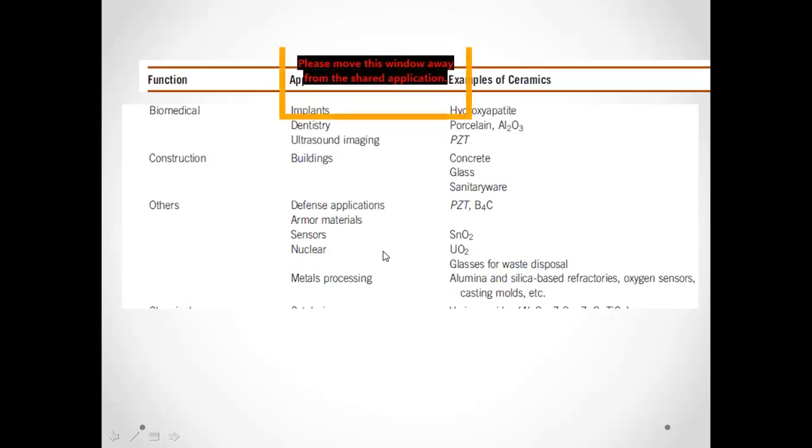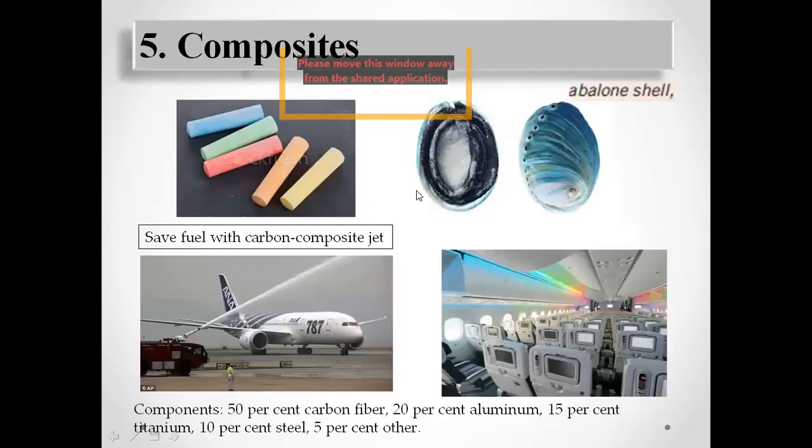So what you can do is concentrate on biomedical application and some of the electrical application. If they ask for application, you can concentrate on these two, biomedical because that will be very useful, then electrical application, and then the magnetic applications. Now we will move to the next class of materials, which are called composites.